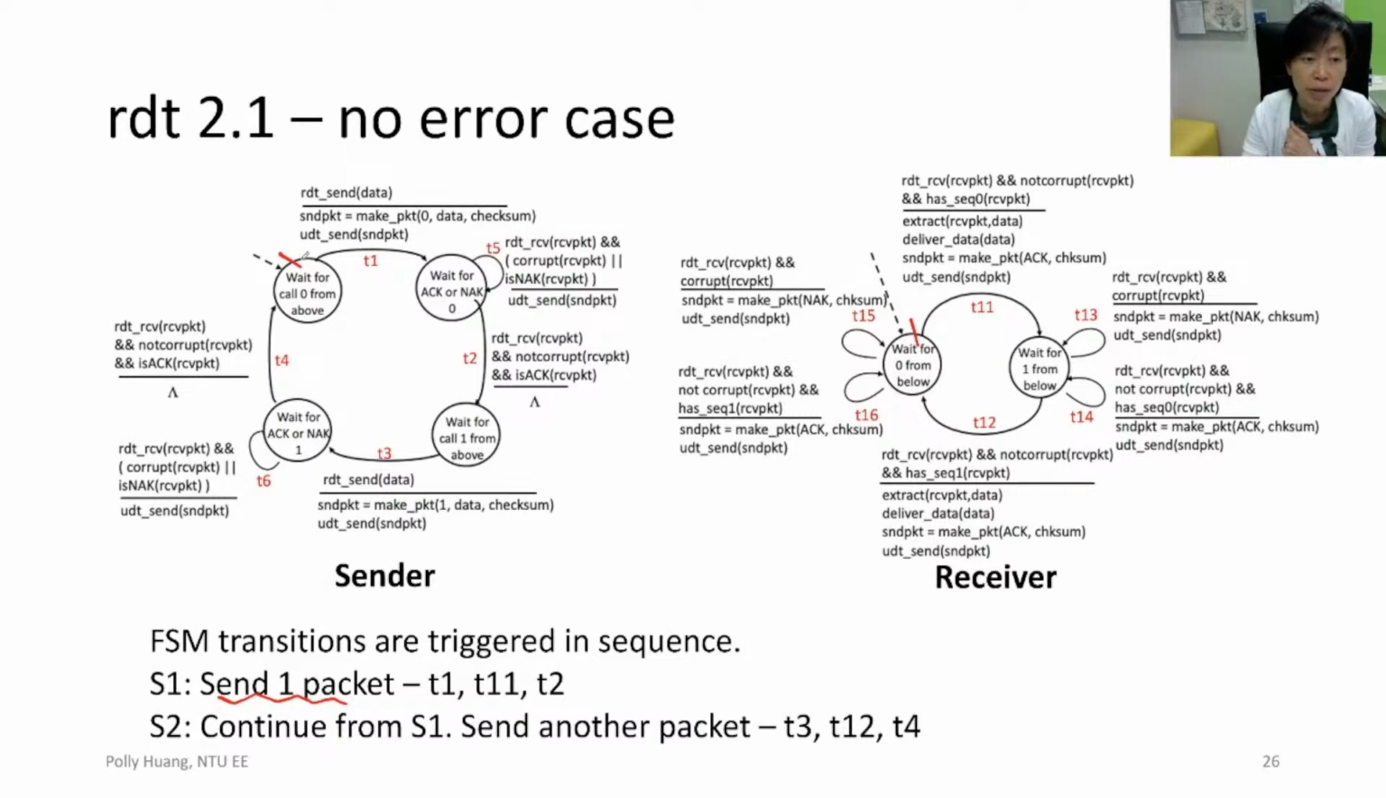Now, we're here at the starting state to determine what transitions to take. Let's check out what the transitions are. Starting from this state, there's only one possibility, which is T1. And it happens to be what? Getting a call from above, which is to send one packet. So obviously, the first transition we'll be taking is at the sender side, and it's T1.